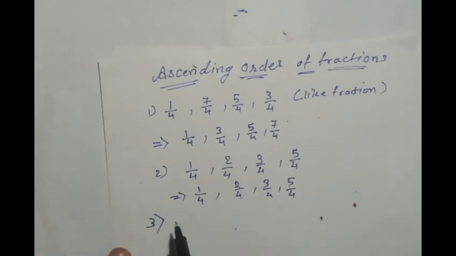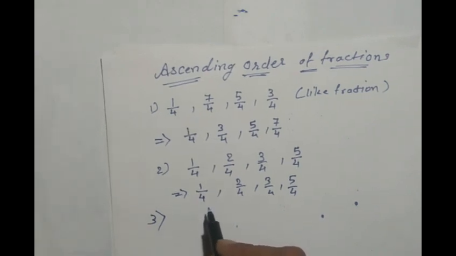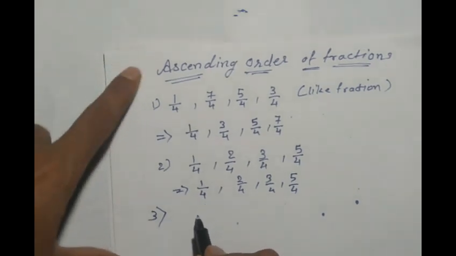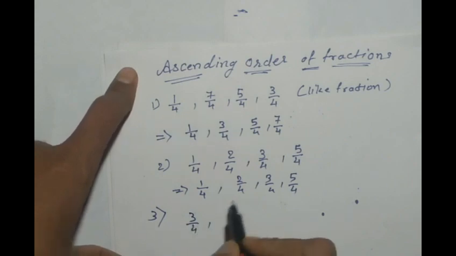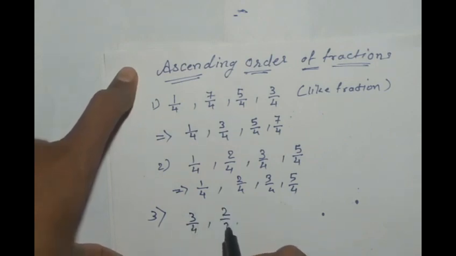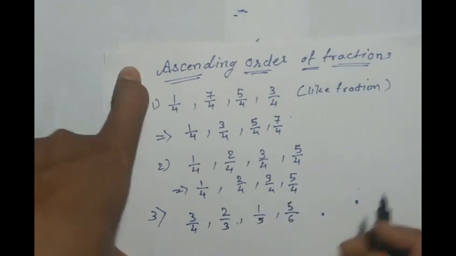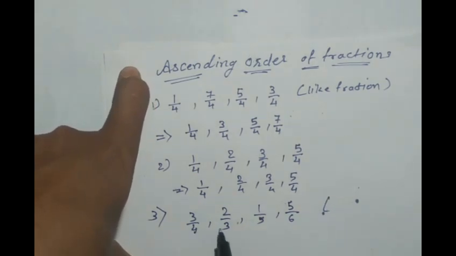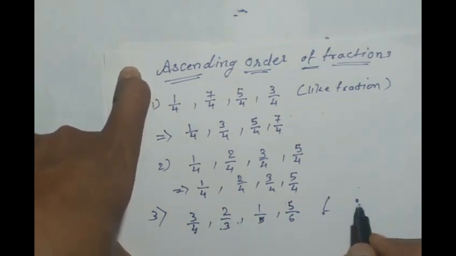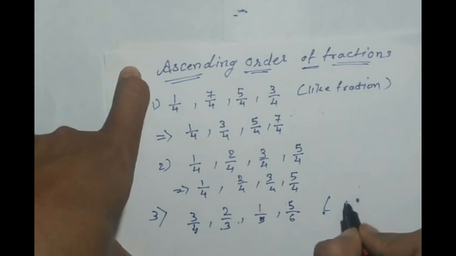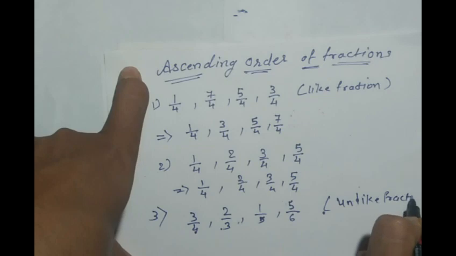Third number, now we will take unlike fractions: 3 upon 4, 2 upon 3, 1 upon 5 and 5 upon 6. Now you can see here all the denominators are different, so they are unlike fractions.